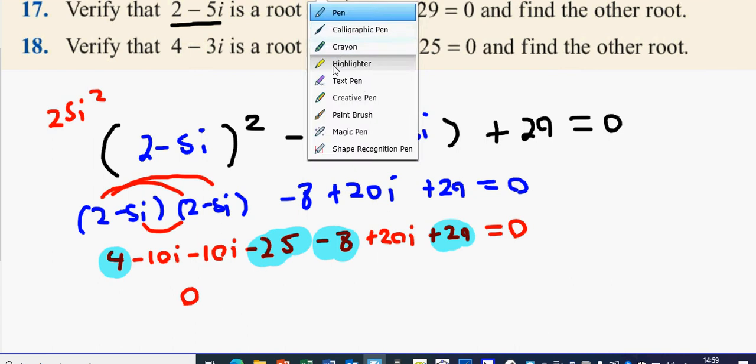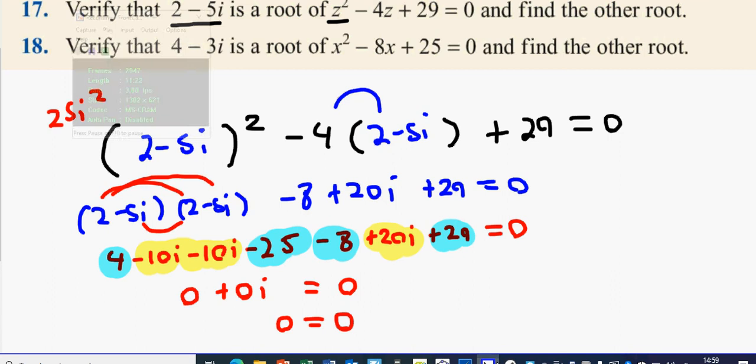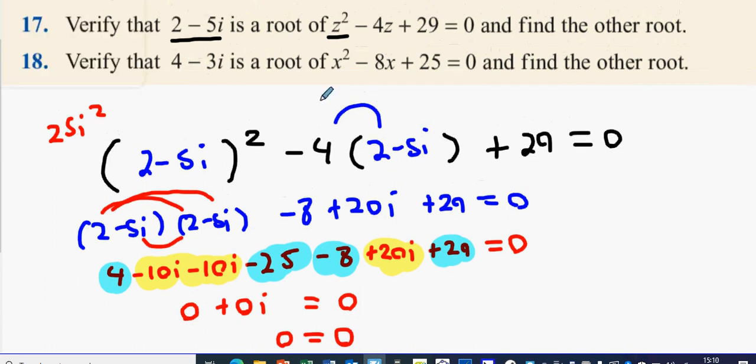And it's the same thing with the other parts, which I'll highlight in yellow, these parts here. You get 0i. So 0 equals 0. Alright with you guys? Grand. Now, step 1 is anywhere you see z, put in the root they gave you.